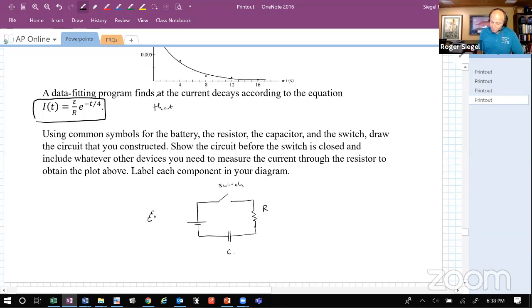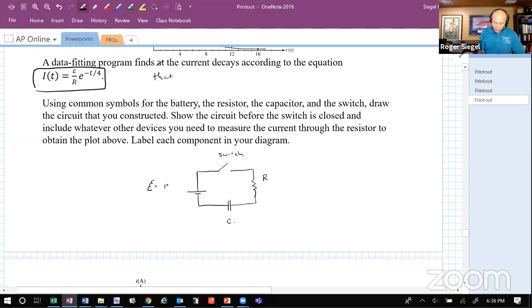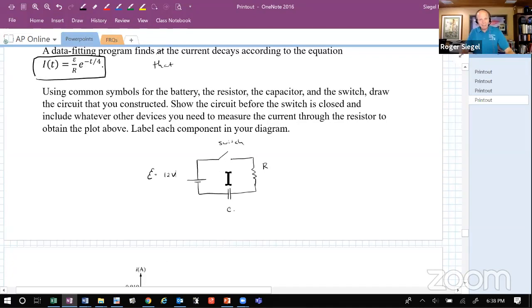And I think they told me that my EMF was equal to, yes, 12 volts. Okay, so that was pretty easy. I knew that wouldn't be too tough.